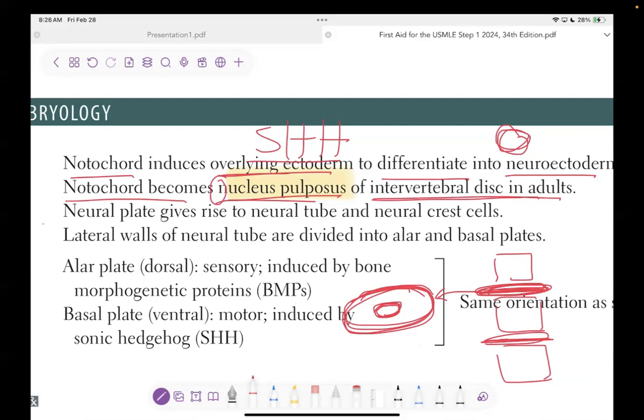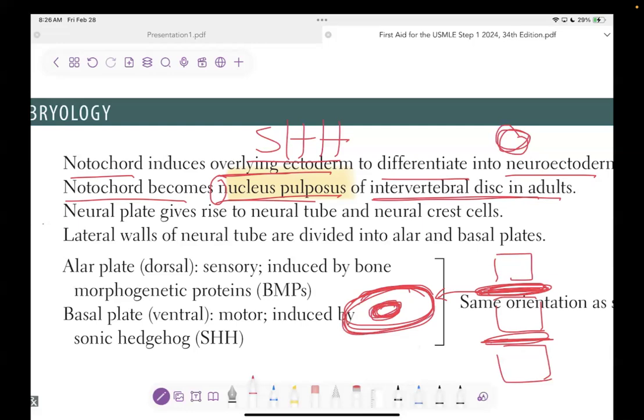So notochord is made on day 19, and once it makes the neural tube, tissue, neural crest and everything, I will explain the rest. So what happens to itself? It changes to the nucleus pulposus in the intervertebral disc in adults. So this is the notochord, which is changed to nucleus pulposus.